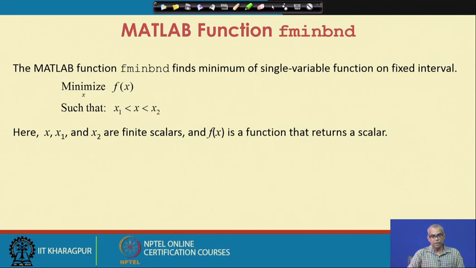So, the MATLAB function fminbnd finds the minimum of a single variable function on a fixed interval. Here x1, x2 are finite scalars and f(x) is a function that returns a scalar. So, basically we have a single variable function and we are going to find the minimum of the function in the fixed interval x1 to x2. x1, x2 are scalars and f(x) is a function that will also return a scalar value.